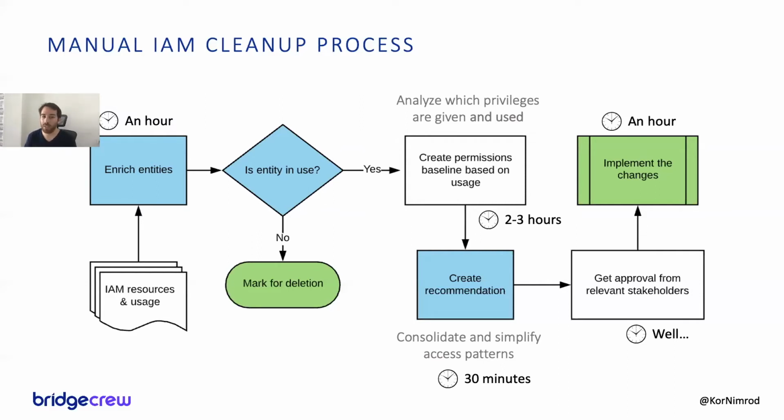Creating the permissions baseline is even more tedious, as you have to go entity by entity, policy by policy, and see exactly what it is being used for. Maybe reuse specific policies, maybe create new policies and split up existing overprivileged policies. Then the third one is to create the actual recommendation. That depends on you, but if you did the prior step really well, this shouldn't take too long. It's just creating a JSON from the permissions that should be given to each entity.